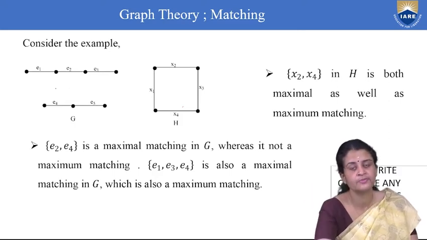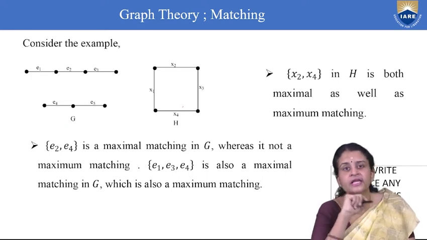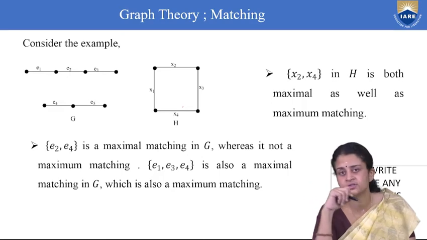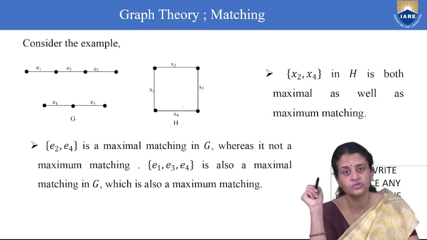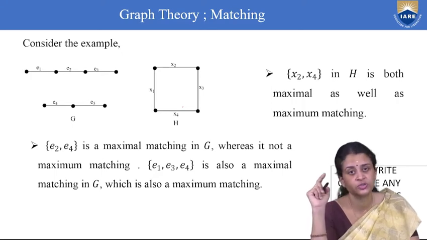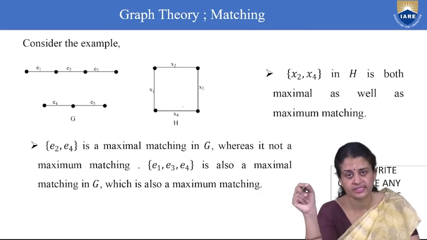Here we can see that E2 and E4 is a maximal matching. Can we find any other matching containing E2 and E4? It's not possible, because E1 is adjacent to E2, E3 is adjacent to E2, and E5 is adjacent to E4. So E2 and E4 is a maximal matching.